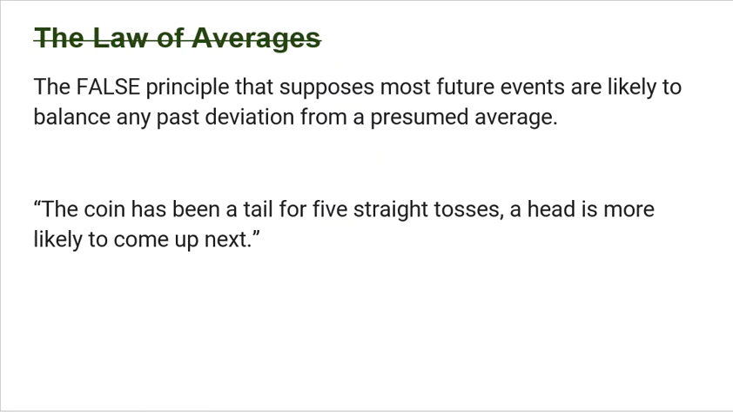So the law of averages is this false principle that it's going to average out. So if you toss 20 coins and you get 12 tails, well, if you toss 20 more, it'll average back out. That way you have 50-50. No, that's not necessarily true.